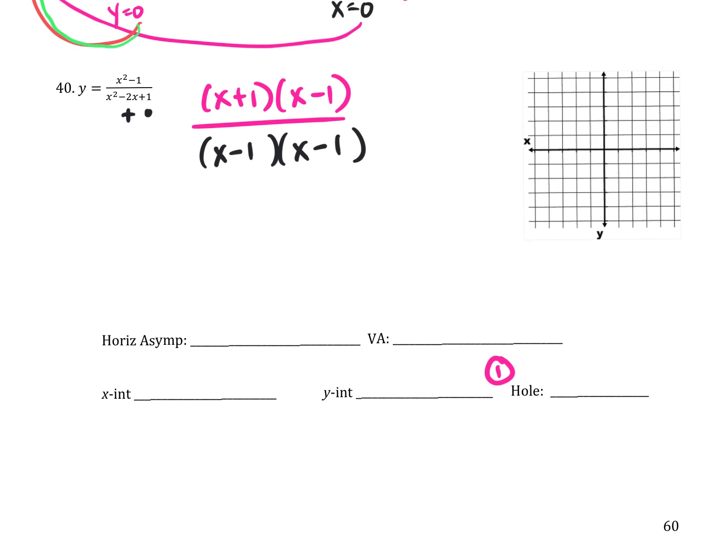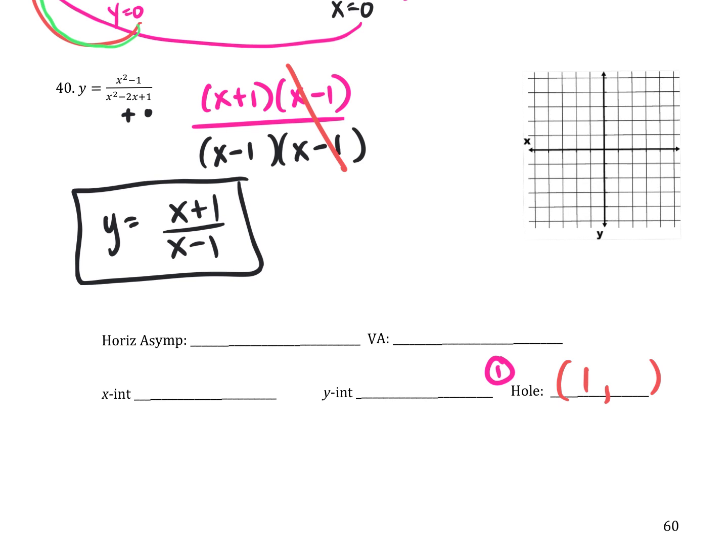Very good stuff. Do we have a hole? Where's that hole going to be? When x is 1. It's really important to write what is left: x plus 1 over x minus 1. This is going to dictate all the stuff. Let's go use that to find where is the hole. And this is where Lebeo was like, wait, when I plug in that 1 here, what would we get on top? 2 over 0.